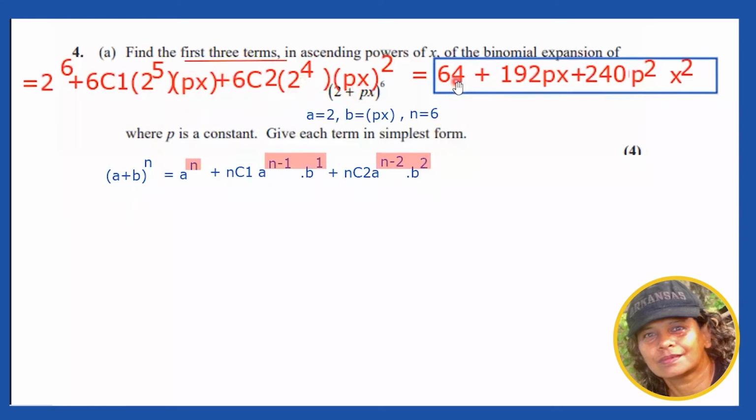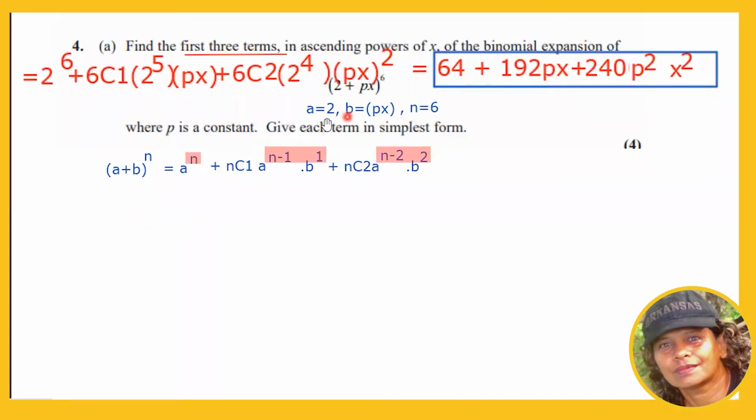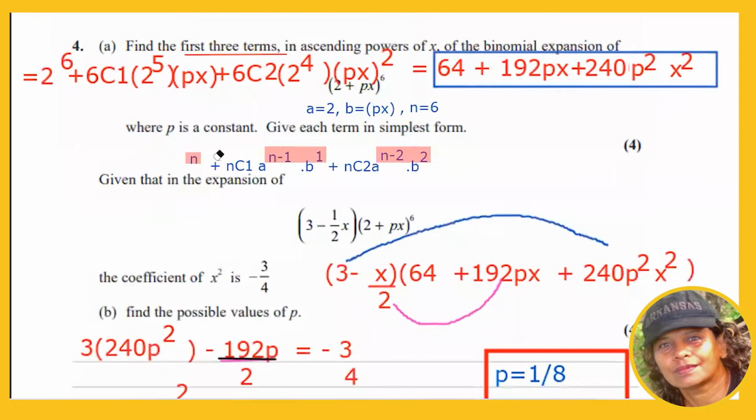So if I expand that, 2 to the power 6 is 64. 6C1 into 2 to the power 5 will give me 192 times px. 6C2 times 2 to the power 4 will give me 240 p squared x squared. So that is my answer for part A. Now let's move on to part B.